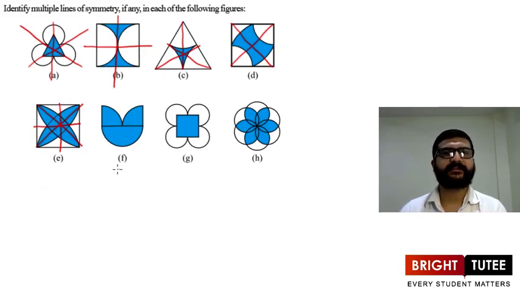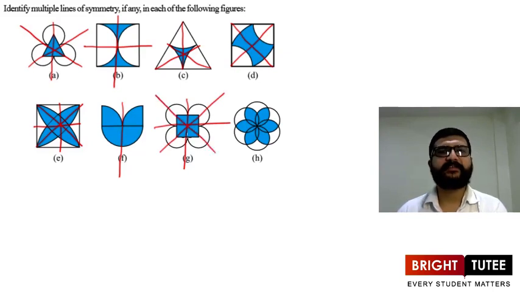Now let's go to the next figure. Now for this one we can have only one line of symmetry, that is this line. This is the only line of symmetry for this figure. Now the next one, for this one we can have a line of symmetry like this, and the second one can be like this, and we can have these diagonals also as lines of symmetry like this. So here we have four lines of symmetry and we have drawn all the four.